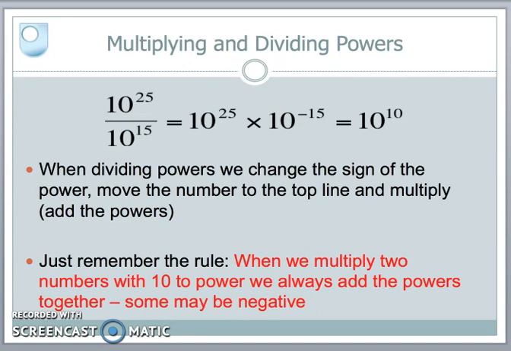So we can see this very simple rule that we can actually apply in many different applications, multiplication as well as division. So when we multiply two numbers together with a base value of 10, we can simply add the powers together, although some of them may be negative.